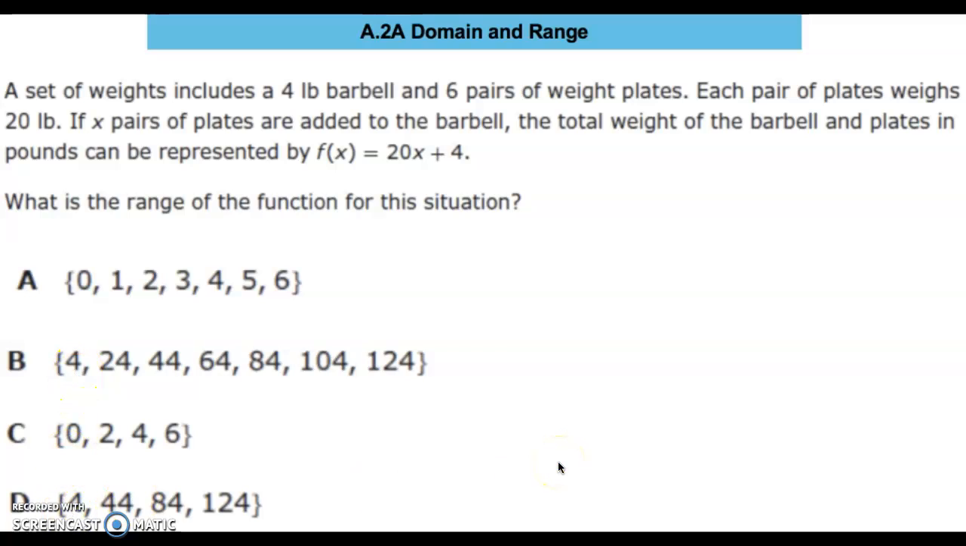Then think about how much I'm adding each time. And again, the weights are already in pairs. So I'm just adding 1, 2, 3 in for my x and finding the value of my y.